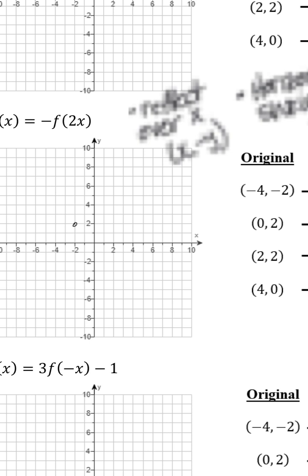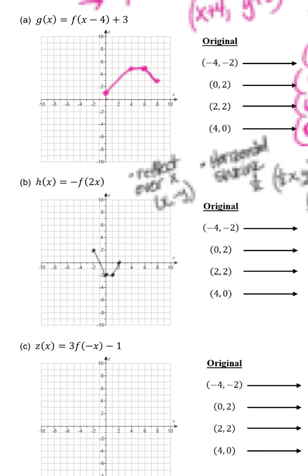So -2, 2. 0, -2. 1, -2. And 2, 0. And that's what it looks like.